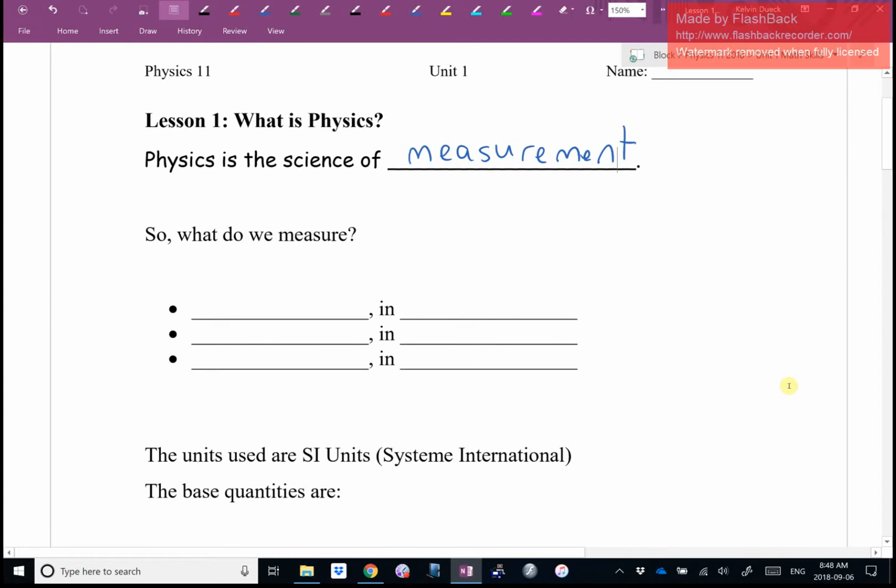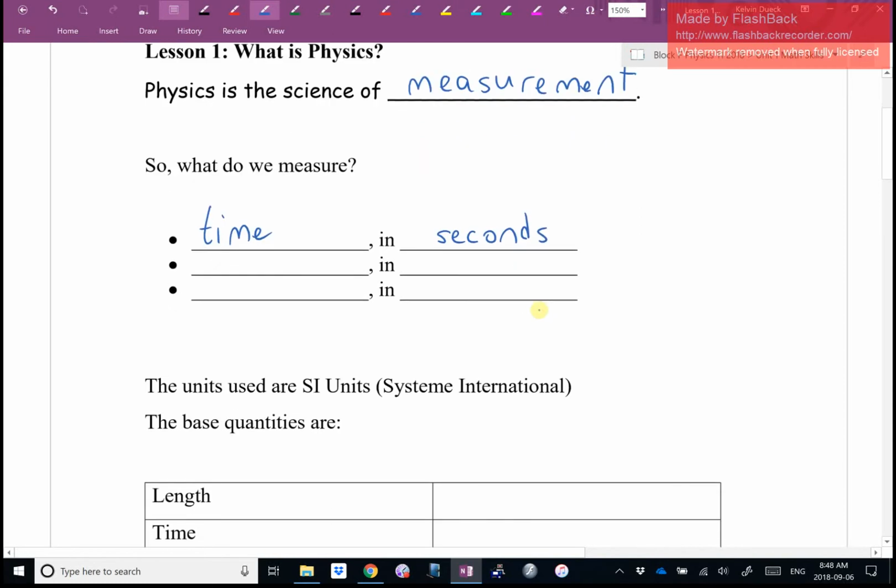In Physics 11, three main things. We measure time. Does anybody know what the SI, System International Standard Units for time are? What do you measure time in? Yep, seconds. Not minutes, not hours. If they give it to us in that, we convert it.